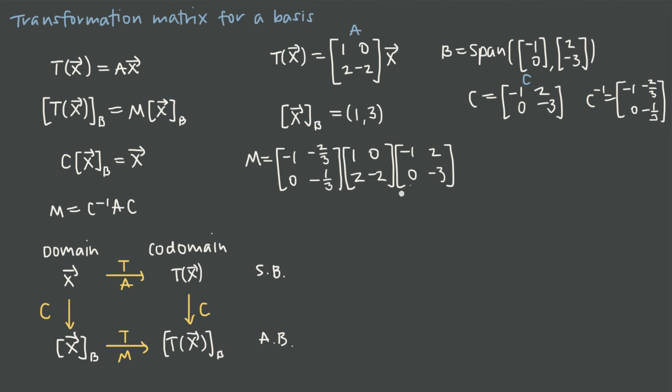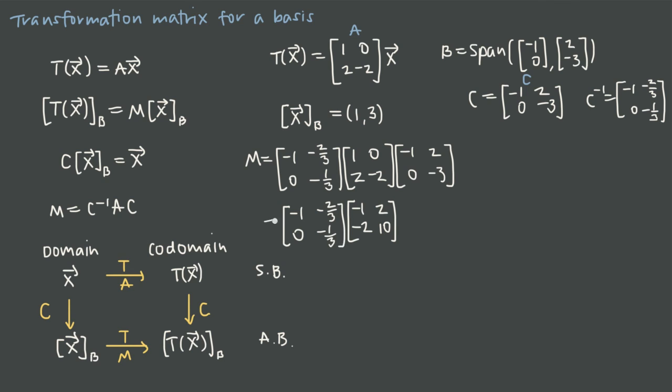If we work on the second two matrices first, we'll have 1 times -1 is -1, 0 times 0 is 0, -1 plus 0 is -1. 1 times 2 is 2, 0 times -3 is 0, 2 and 0 is 2, and then 2 times -1 is -2, -2 and 0 is -2, and then 2 times 2 is 4, -2 times -3 is +6, 4 and +6 is 10. So that's the product of the second two matrices.